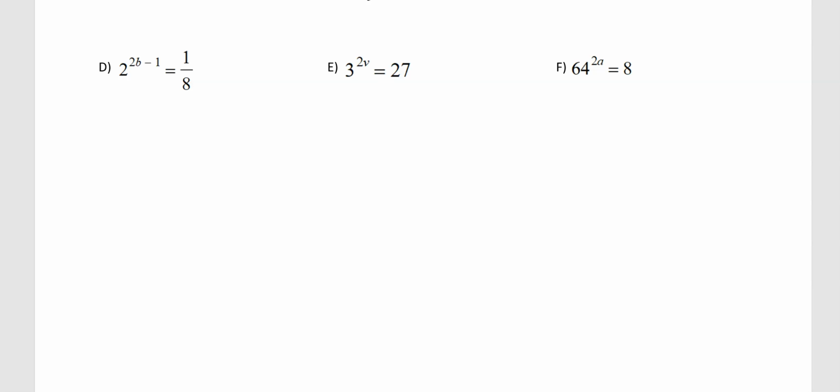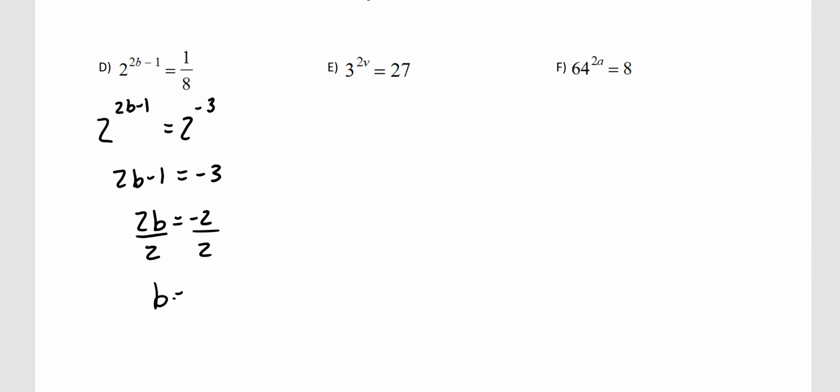2 to the 2b minus 1 equals 1 over 8. Well, my base is going to be 2. That's apparent. So I need to know that 1 over 8 is 2 to the negative third and 2 to the 2b minus 1. So that means 2b minus 1 equals negative 3. I add 1, so 2b equals negative 2. When I divide by 2, I find that b equals negative 1.